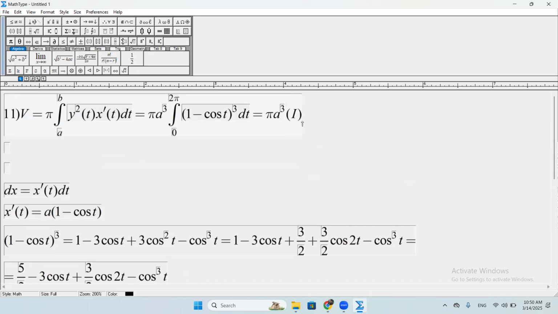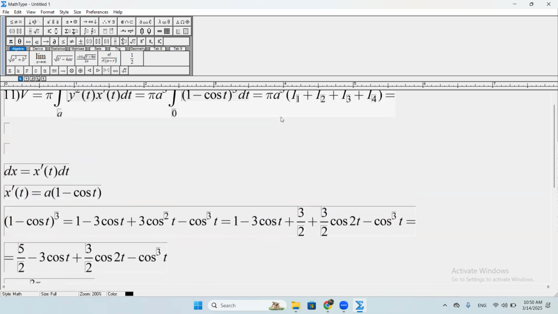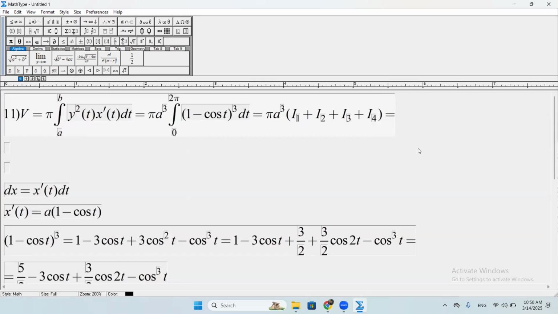And again, I1 plus I2 plus I3 plus I4. And what do we have? So we multiply by 5p. So 5p square a cube. Any questions about this exercise?